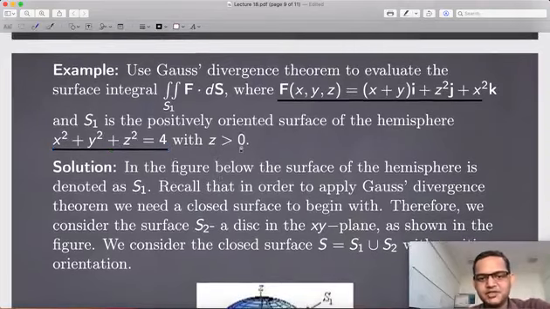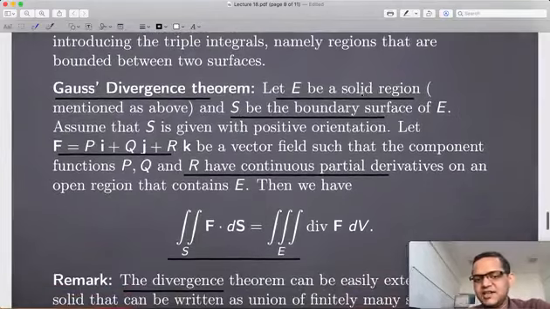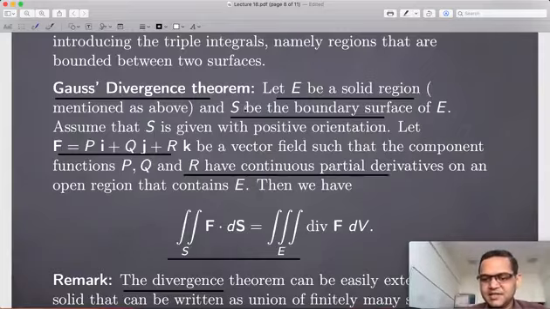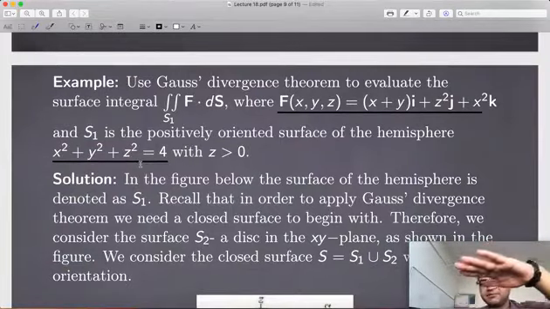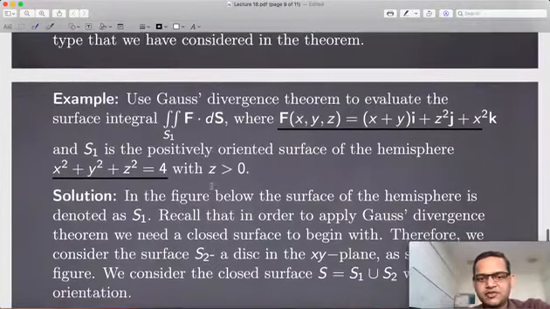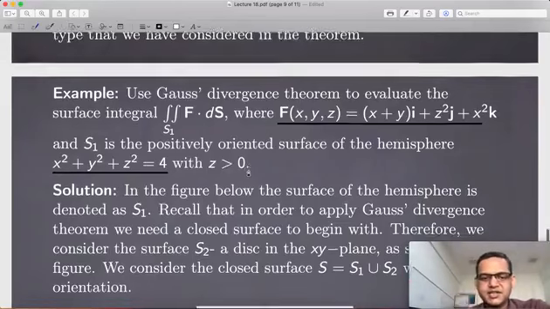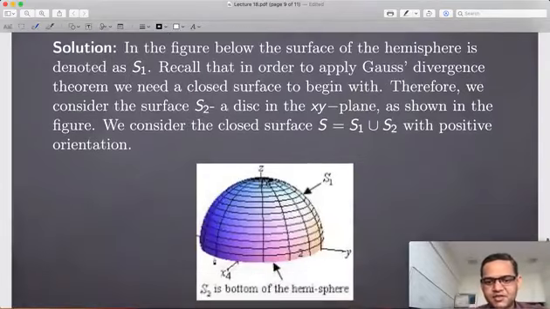But there are two things you need to be careful about. You remember in the statement we talked about the solid region and then the boundary. The solid region is going to have a closed boundary surface, isn't it? Now this one is part of the surface, but the bottom is missing, so this is not a closed surface. In order to apply the Gauss divergence theorem, we need to get hold of a closed surface. So you look at the region which this hemisphere encloses and cover it from below.